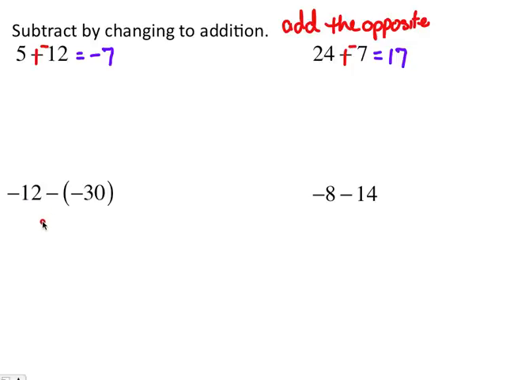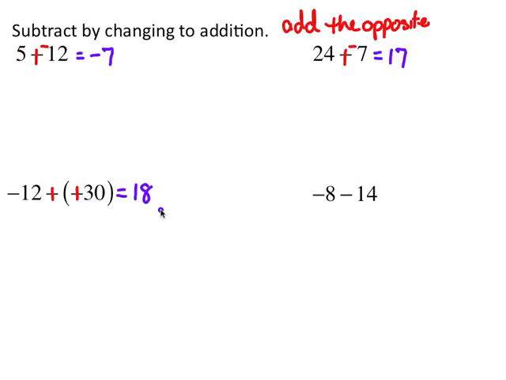We'll keep going to this next one. Negative 12 minus a negative 30. We're going to add the opposite. So this becomes plus, and the negative 30 becomes positive, because we changed both of those signs. Now we're adding negative 12 plus a positive 30. Our signs are different again, so we take the sign of the bigger number. That would be 30. That means our answer will be positive. And in your head, you're thinking, what's 30 minus 12? That's 18. So our answer is positive 18.